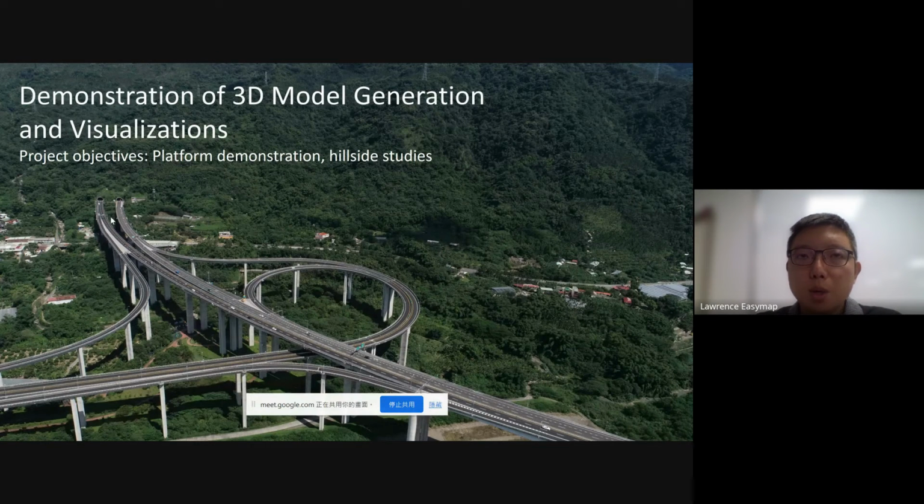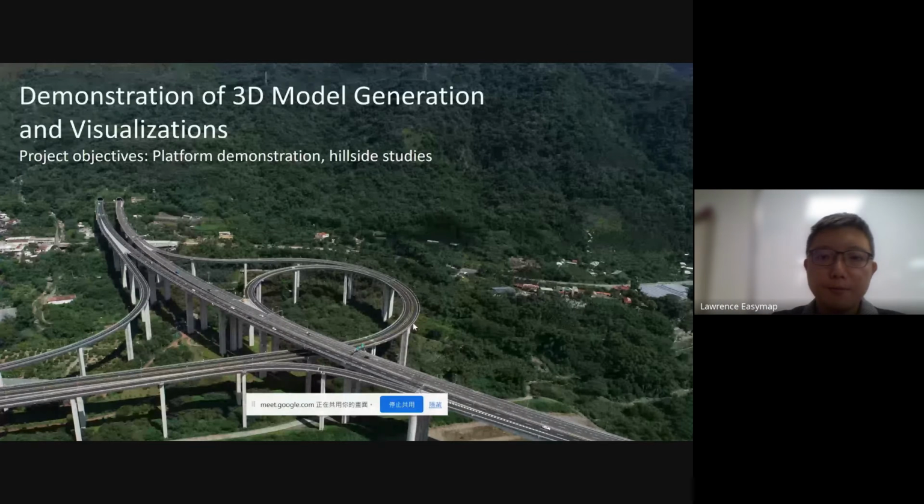So we received a request from a government party asking us to make a 3D model of an area because they want to study how the landscape, how the huge mountain area, affects their development in the future. They want to put this 3D model onto their platform, and then the user can see it from different angles and do some measurements.